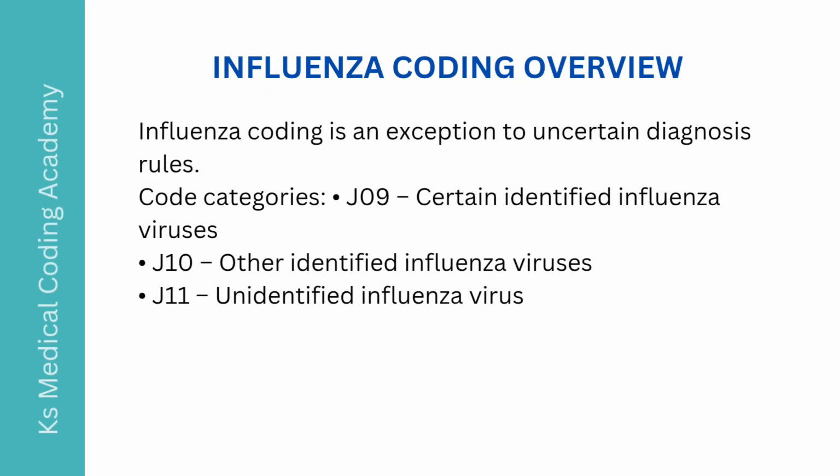Influenza coding overview. Influenza coding is an exception to the uncertain diagnosis rule. Three main categories are used: J09, certain identified influenza viruses; J10, other identified influenza viruses; J11, unidentified influenza virus.